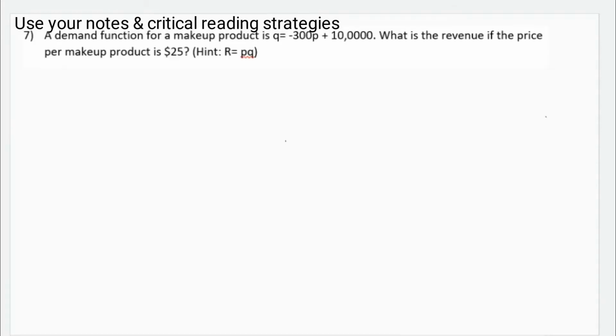Okay. So this one, we're going to use our strategy. It's a demand function for the makeup product. It's our first sentence. And what is the revenue is our second. What is the revenue if the price per makeup product is 25, demand function they give us. Okay, so our demand function. So we're going to substitute it in. It says hint, revenue is equal to the price times the demand function. So we're going to use that.